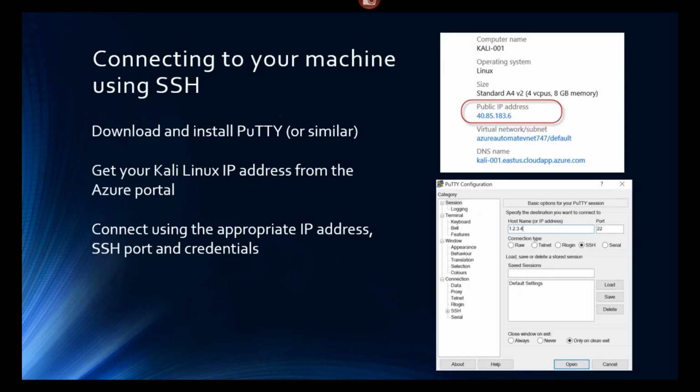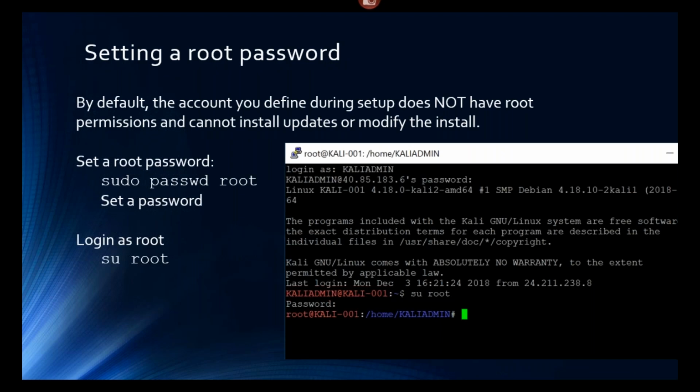So how do you connect to your machine using SSH? If you're not familiar with how to make this connection, once you've provisioned the machine in your Azure portal, you'll be able to see, as you do on the top left, what your public IP address is, 40.85.183.6 in my instance. Download and install the PuTTY tool, which allows you to SSH into the box, and there's a screenshot of that in the picture below. You would just type in your host name or the IP address, make sure that the port is 22 and that the little radio button for SSH is selected, and click open.